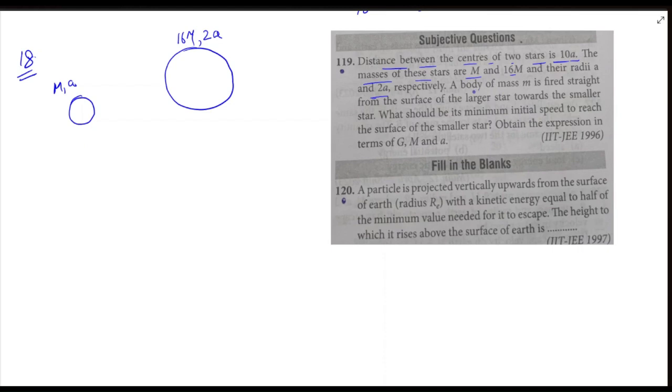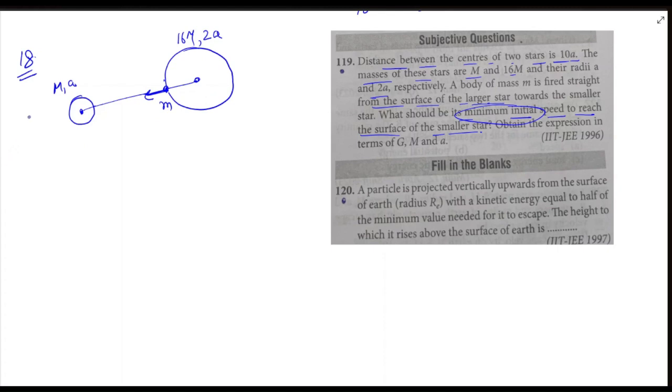A body of mass m is fired straight from the surface of the larger star. So let's just say a body has, let me join this and we'll take this particle here. Now it is shot from here. What should be the minimum initial speed to reach the surface of the smaller? So we have to find the minimum speed.